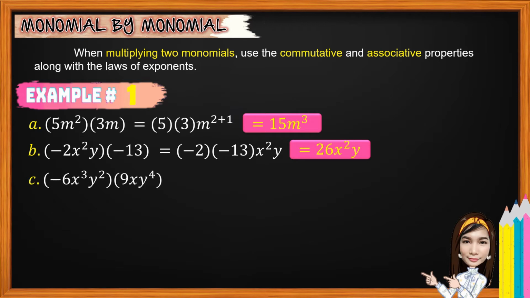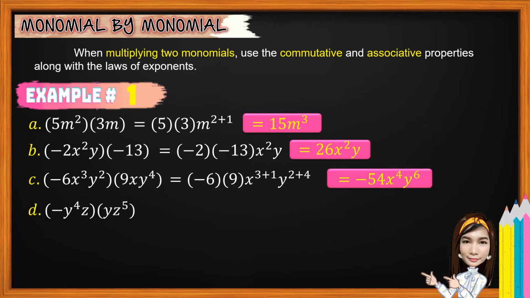For letter C, we have the quantity negative 6x cubed y squared times the quantity 9xy to the fourth. First, we're going to multiply the coefficients, the quantity negative 6 times 9. Then, on the literal coefficients, we are going to apply the product rule. We copy the same base x, add the exponents 3 plus 1. Then, copy the same base y, add the exponents 2 plus 4. Simplify: negative 6 times 9 is equal to negative 54, x to the 4th, y to the 6th.